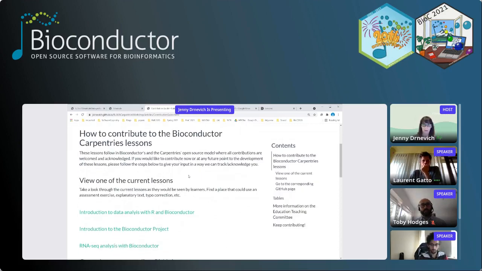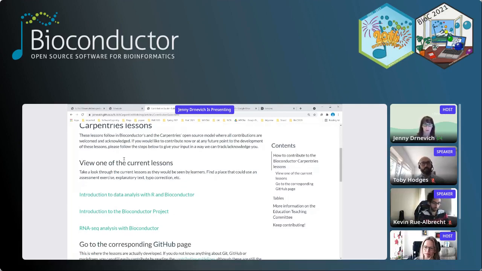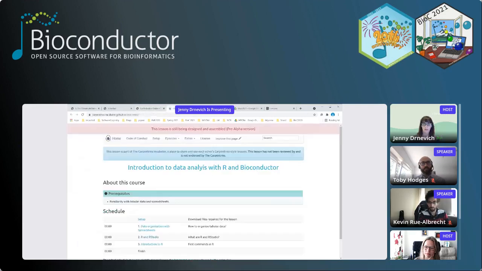So these are following the open source model where all contributions are welcomed and acknowledged. What we had planned to do today is view one of the current lessons, and if you follow any of these links, they will take you to the produced site. This is what learners will be walking through when you're teaching. It can also be available online, as Toby said, so people can walk through them on their own.